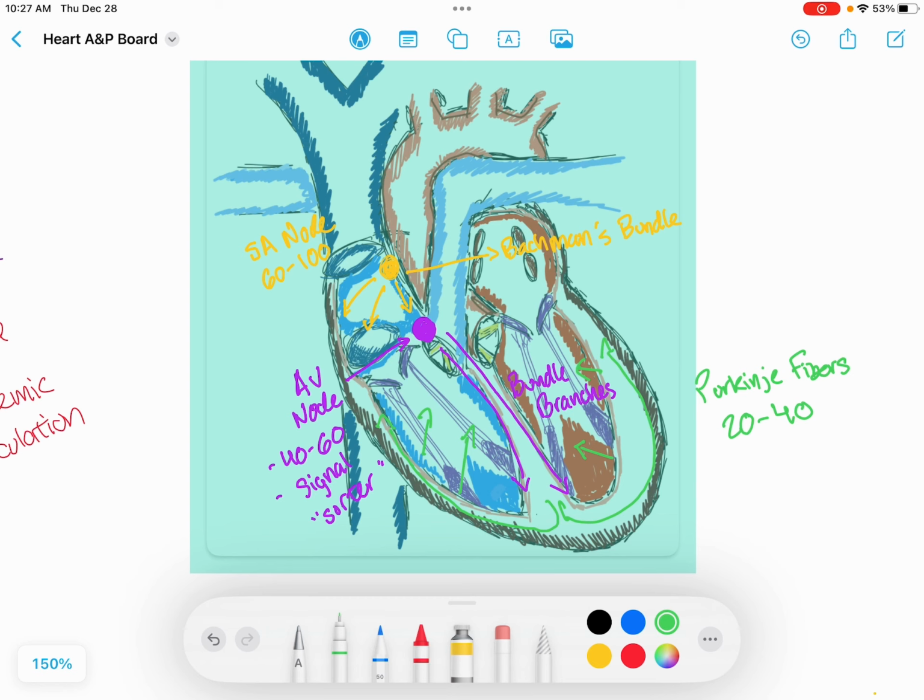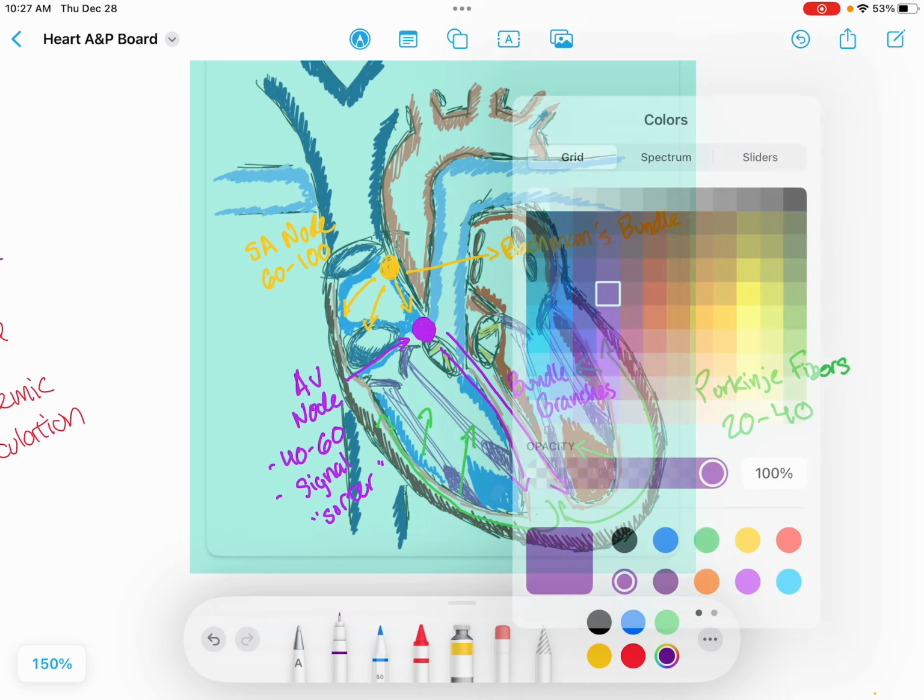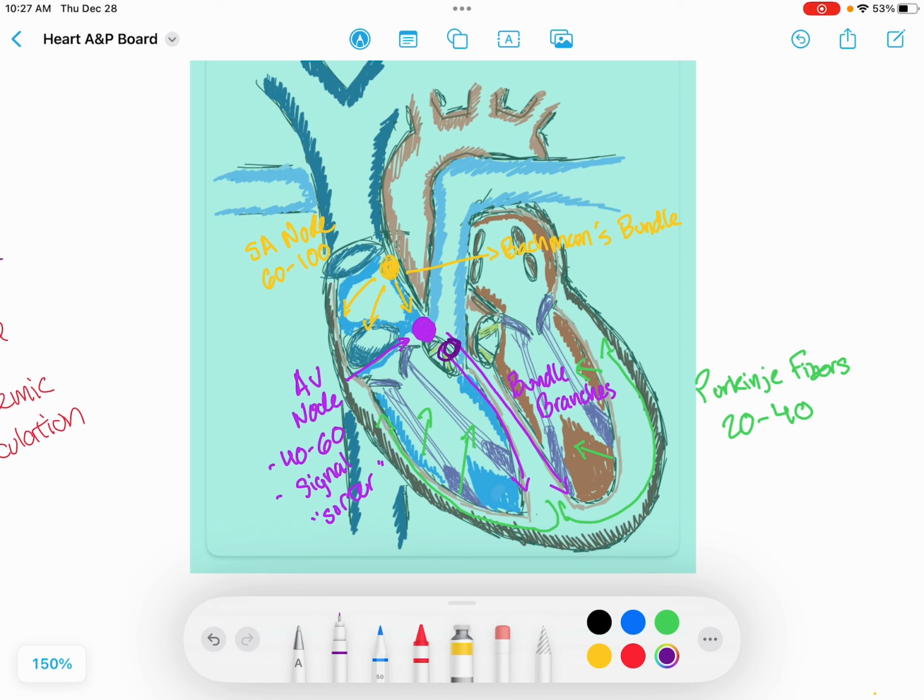If you remember the SA node, the AV node, and the Purkinje fibers, those are the most important parts to remember for the purposes of your EMT exams. There is one other part of the heart I'll mention. There's something just south of the AV node that we call the bundle of His. It's kind of an extension of it.